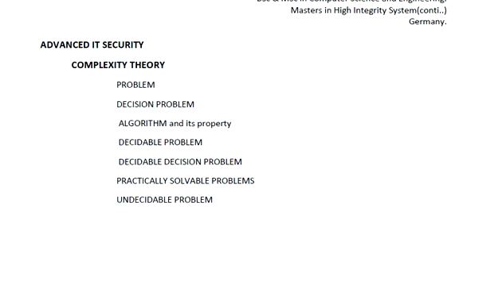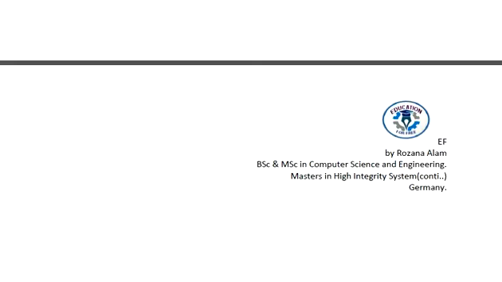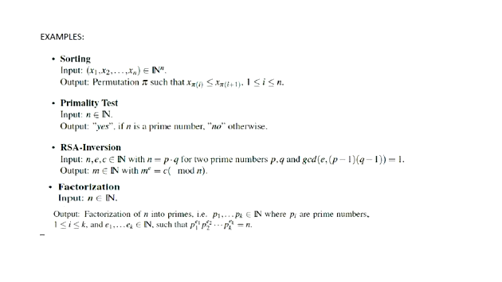Now let's see, what is a problem? A problem is a mapping from a set of inputs to a set of outputs. In this figure you can see we have input I and we have a P which maps I to output O. These are examples of problems.